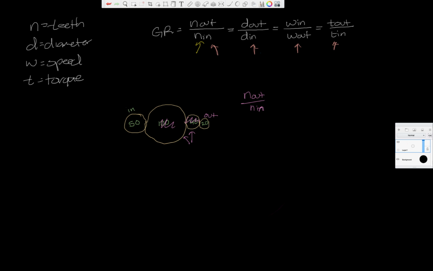So what we can do is we can just do N out over N in. So 20 over 50. And when you do 20 divided by 50, you get 0.4 is your gear ratio. You can write that 0.4 just by itself. You can write 0.4 to 1. You can put 0.4 over 1.